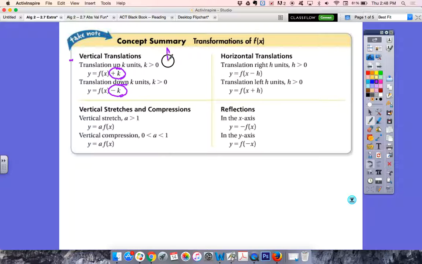So if I had the parent graph of x squared and I wanted him to go up 2 units, I would need to make that x squared plus 2. If I wanted him to go down 3 units, I would make him x squared minus 3. So personally, I think vertical translations are the easiest because it's exactly what you would think. You just tag it onto the back end.